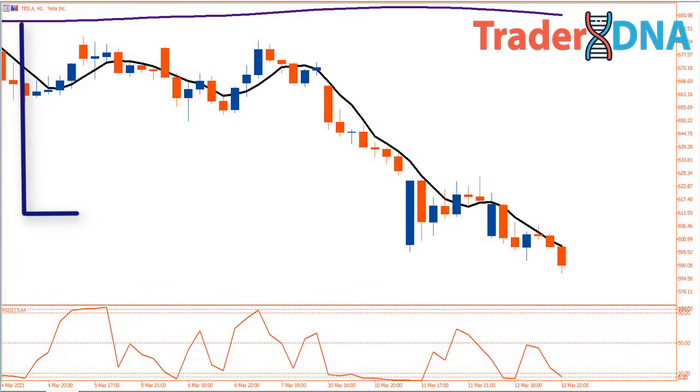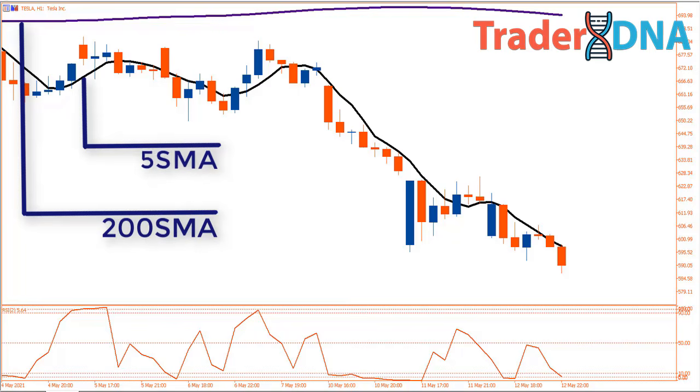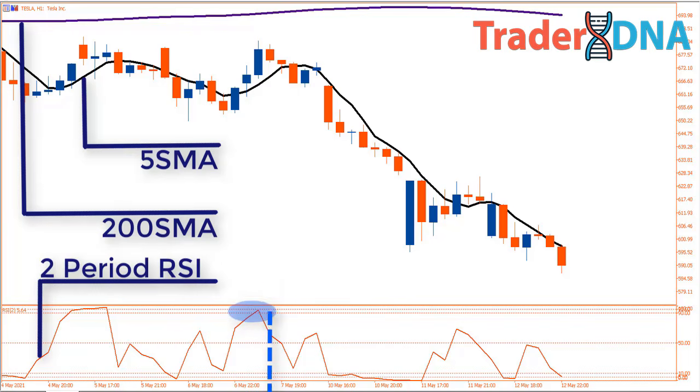In this 1-hour chart of Tesla, we can see the prices are trading below the 200 SMA, hence the longer-term trend is down, and trades are to be considered from the short side only. We go short as the 2-period RSI surges above the 90 or 95 overbought threshold limit.